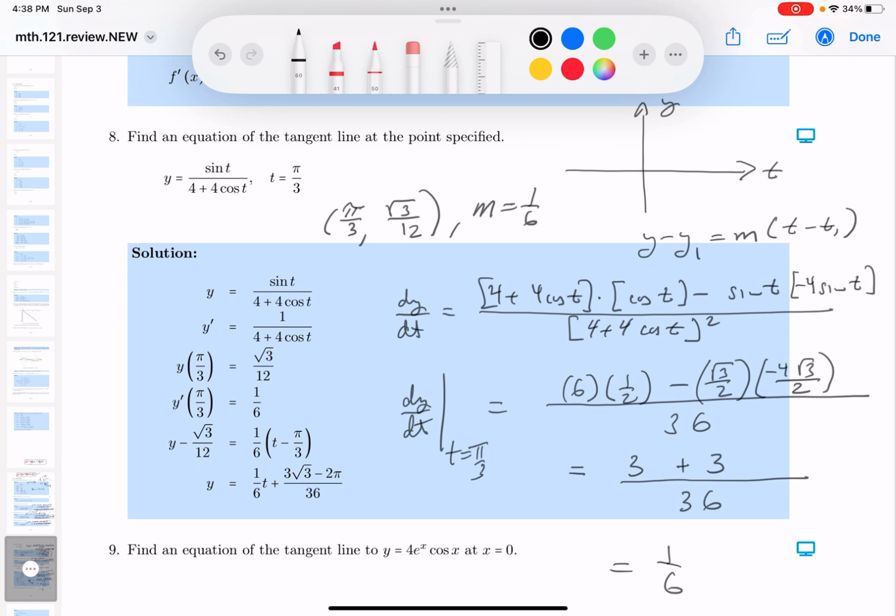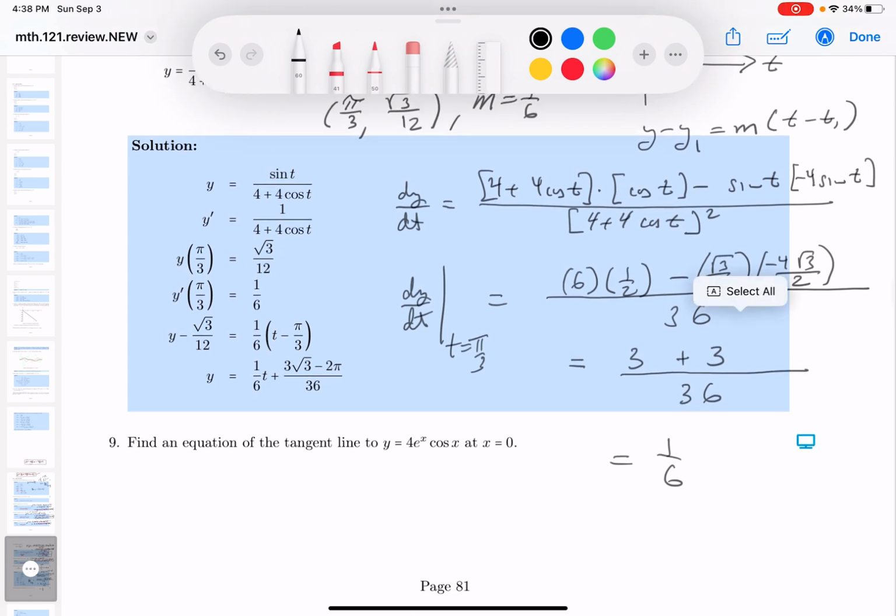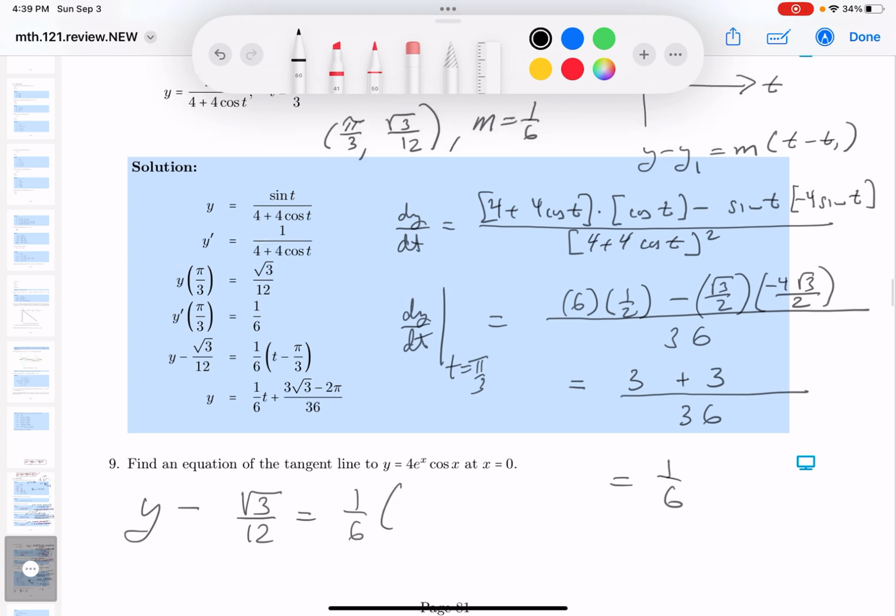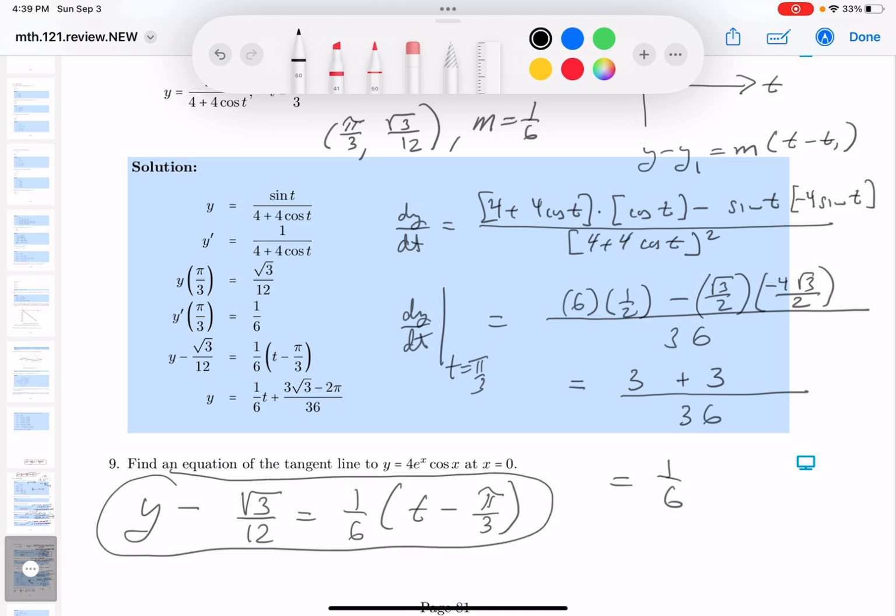What am I doing now? Just plugging it in. So let's write that down. It's going to be y minus y1, which is root 3 over 12, equals the slope, which is 1/6, and then it's going to be t minus t1. So t minus pi over 3. All right? I want to see if that answer is listed, because it's really the kind of answer that I would like to see written down, but I will talk about simplifying it in a different way. So I'm looking at this. I do see that. I see the 1/6. I see that, and I see that over there.